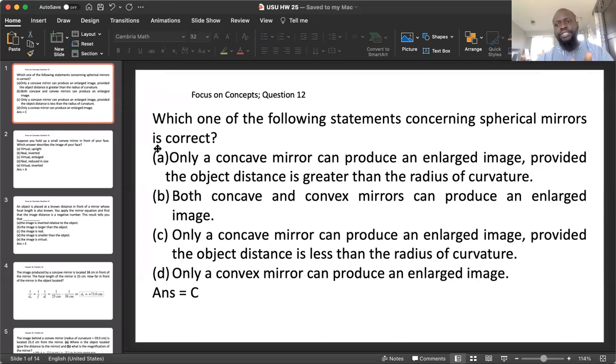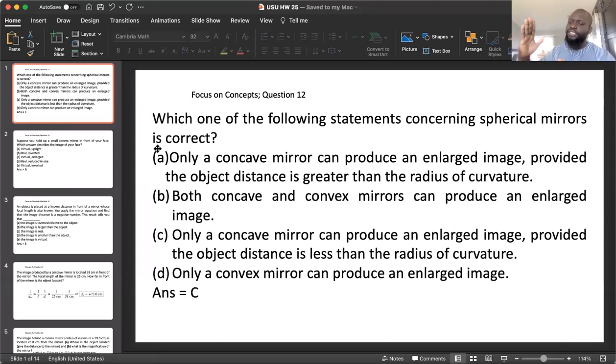If you want to understand this part, I'll advise you guys to watch the video for recitation before you watch this video of the homework, because in the recitation, I took my time to explain the different images formed on a convex mirror and a concave mirror, depending on the position of the object.